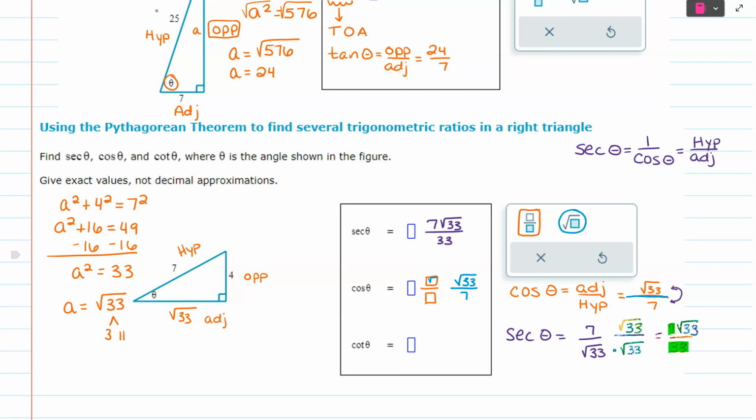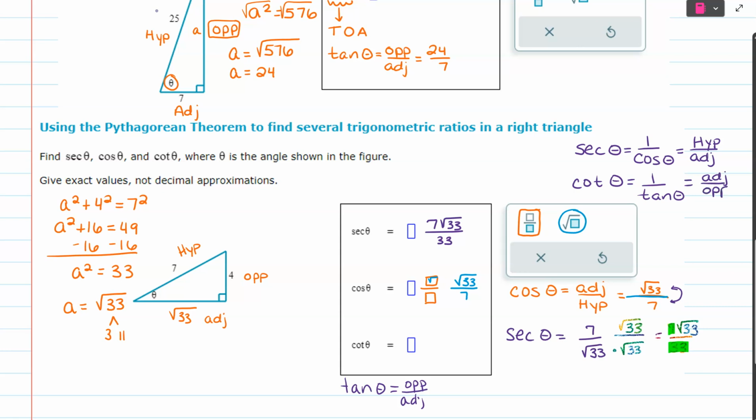So now cotangent of an angle is the reciprocal of the tangent of the angle. So SOHCAHTOA, tangent is opposite. So let's just write that down. Tangent of an angle is opposite over adjacent. So this will be adjacent over opposite. So here I've got my adjacent is the square root of 33 over the opposite is 4. Now again, make sure that 4 is not in the radical part.